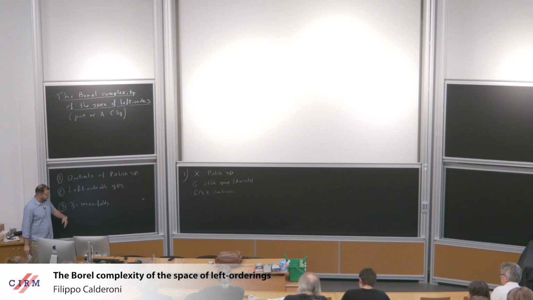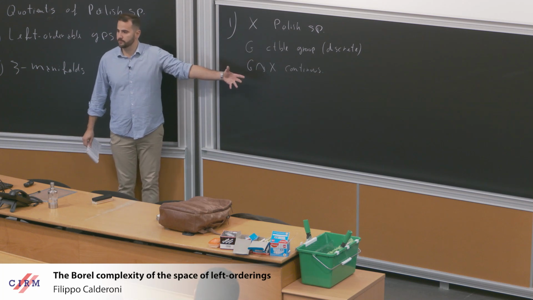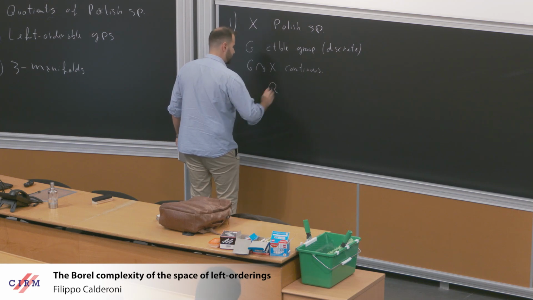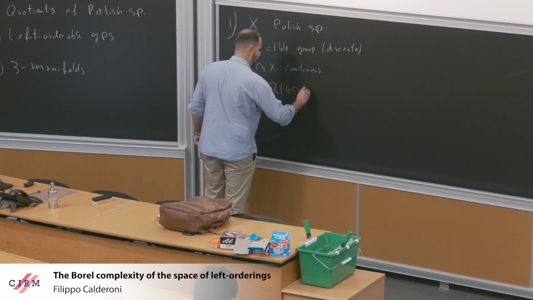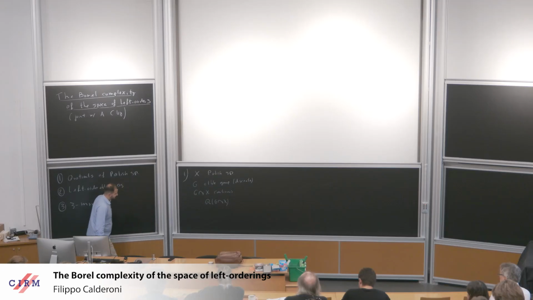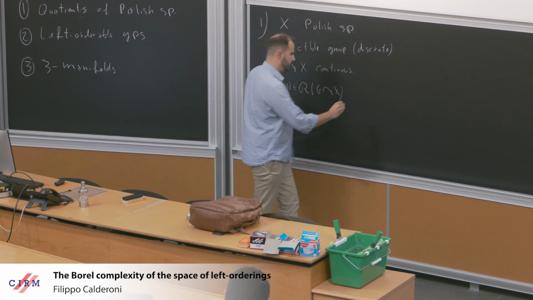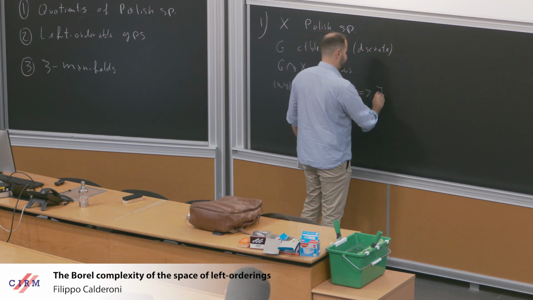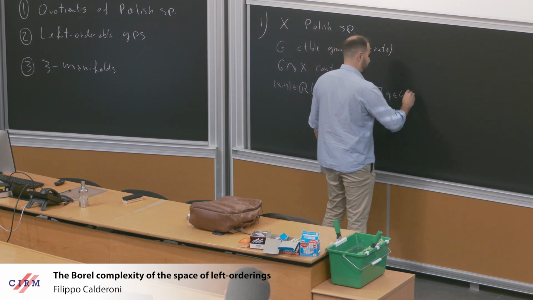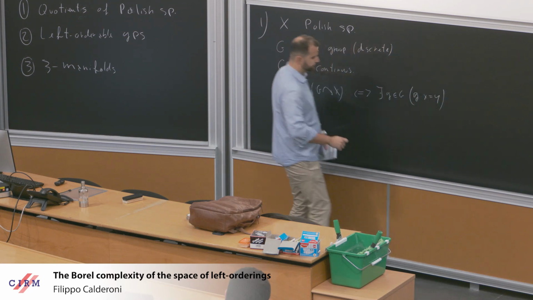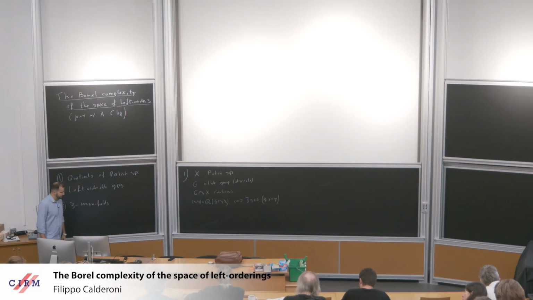And a main trend in descriptive set theory is analyzing the complexity of the orbit equivalence relation induced by the action. And I will use this notation here. I will denote the orbit equivalence relation with R_G on X. And this object is defined by saying that two points of the space are related if and only if there is an element of the group sending x to y. Okay, so in other terms, two points are related if they are in the same orbit.